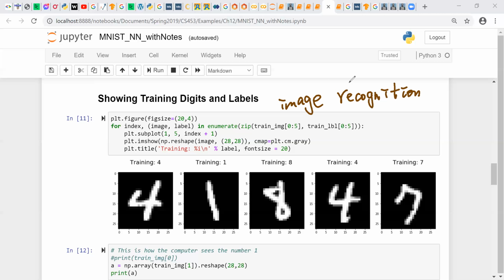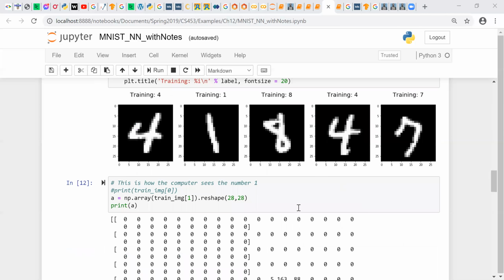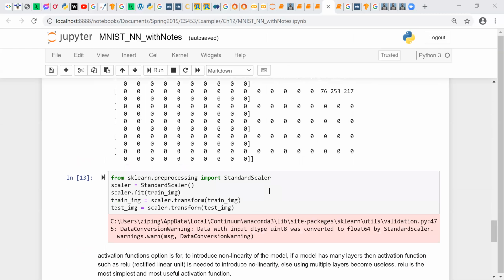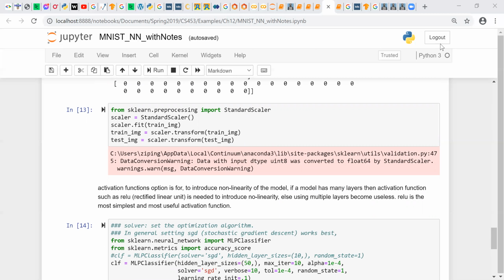And it's used a lot right now. It's also similar to voice recognition, all sorts of this, a similar concept. So anyway, here it shows the original data, which is some number between 0 and 255.